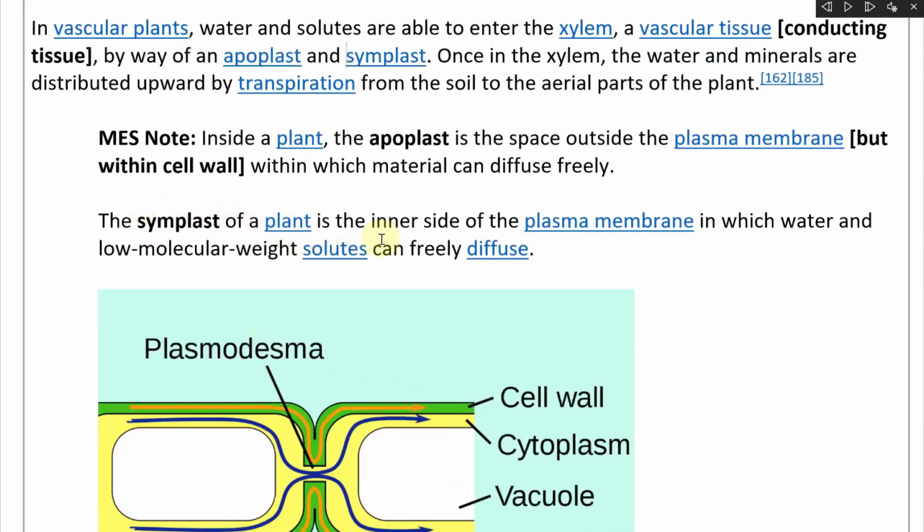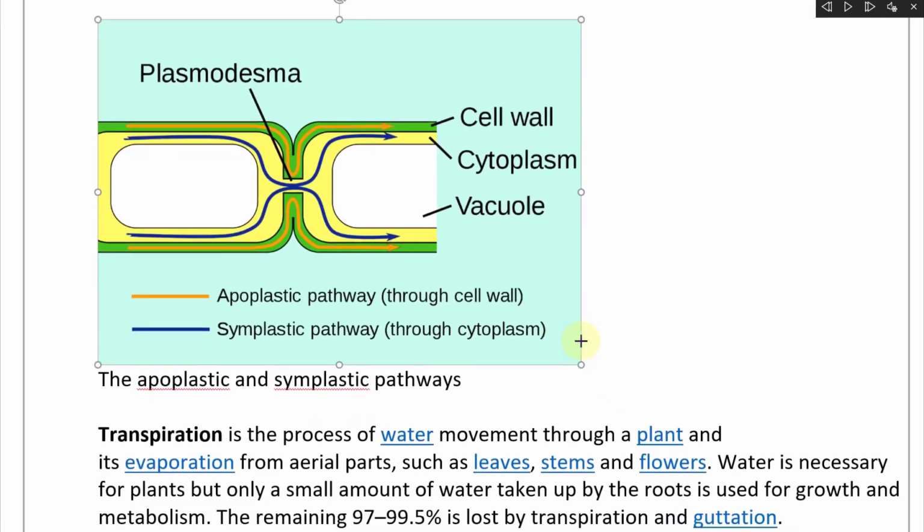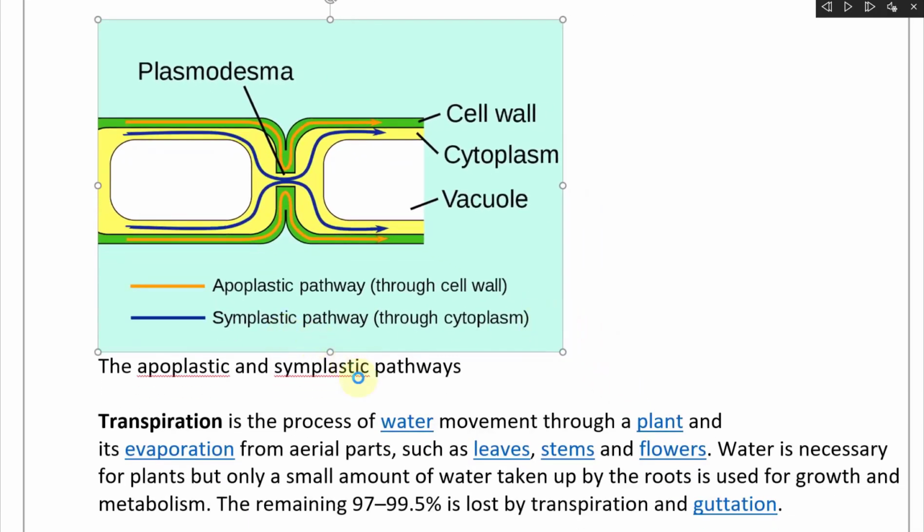The symplast of a plant is the inner side of the plasma membrane in which water and low molecular weight solutes can freely diffuse. So here are the apoplastic and symplastic pathways. If you have these cells right here, there's a cell wall over there, and this is the vacuole, a big fluid-filled cavity inside the cell. The cytoplasm is all the stuff outside of it here. And this pathway here is the plasmodesma, this opening there.